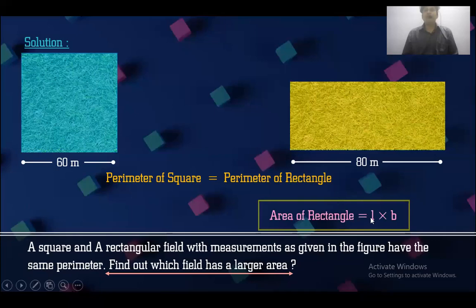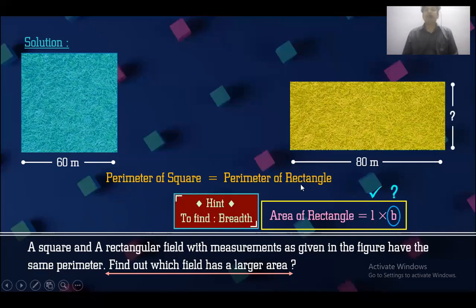Okay. For the area of the rectangle, if you see here, only the length is known, which is 80 meter. But is the breadth given to you? No. So the first task is to find the breadth. Obviously, without finding the breadth, I can't find the area of the rectangle. So let's see how to find the breadth.